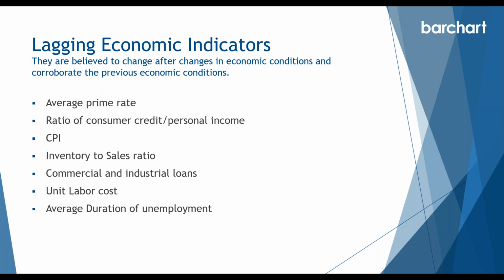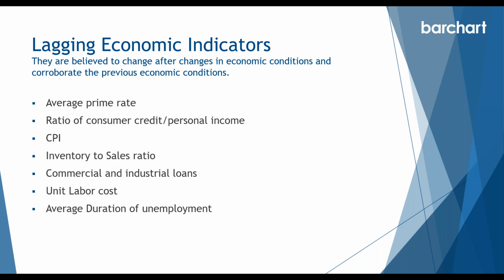And there's a couple other ones: commercial loans, industrial loans. When times get tough, industries have to go into the credit market to help them make ends meet, just like a consumer does. Unit labor costs and average duration of unemployment. So these are other economic indicators we can look at as we make that decision of where we are in the market cycle and where we are in the economic cycle.